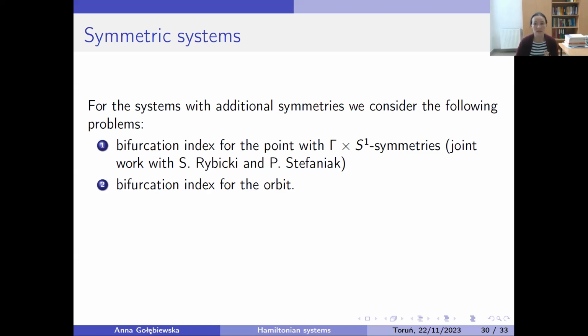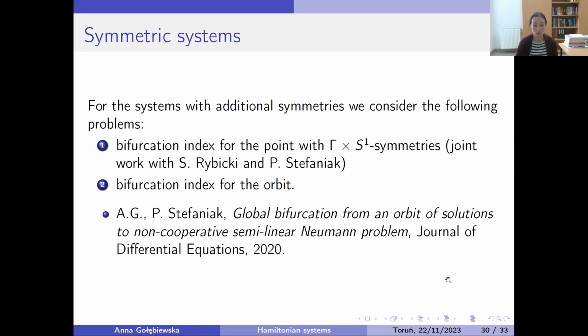On my picture, when I illustrated bifurcation, I illustrated in the first case a line of trivial solutions, but we can obtain something like an annulus of trivial solutions, or another set of trivial solutions consisting of orbits. So we want to study also bifurcation from the orbit. And in fact, we have developed the tools for this.